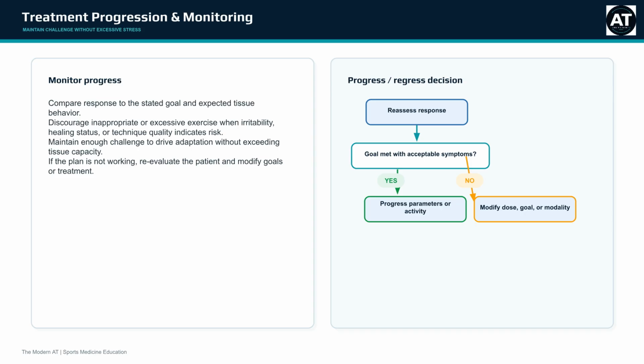Progression requires monitoring both the goal and the tissue response. A treatment should be challenging enough to promote adaptation, but not so aggressive that it exceeds tissue capacity or worsens irritability. If the patient meets the goal with acceptable symptoms and movement quality, parameters or activity may progress. If symptoms increase, technique deteriorates, or the expected response does not occur, the clinician should modify the dose, change the modality, adjust the goal, or reevaluate the diagnosis. Monitoring protects the patient and keeps the plan responsive instead of automatic.